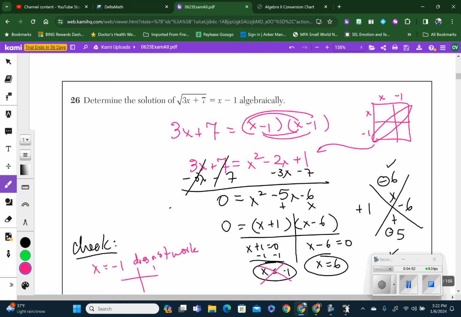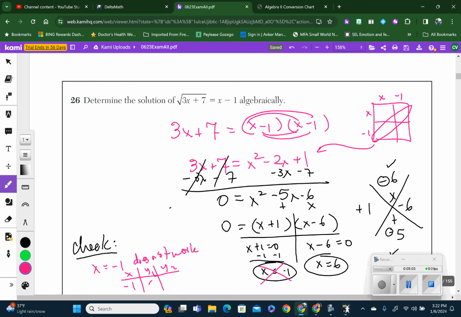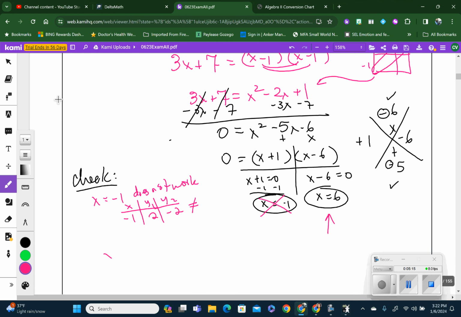And you can show some work here by showing that you know across from negative 1, here's our y1, here's our y2. So across from -1, I have 2 and -2, and these are not the same, not equal. And now let's check x equals 6. So across from 6, there's a 5 and 5, so x equals 6 does work, right? X equals 6 does work.